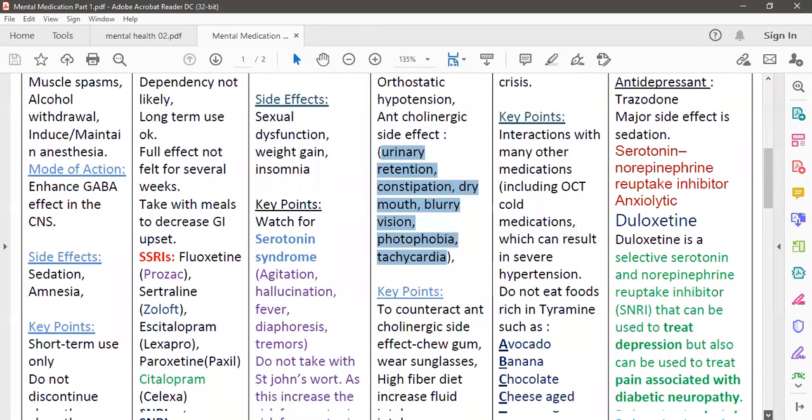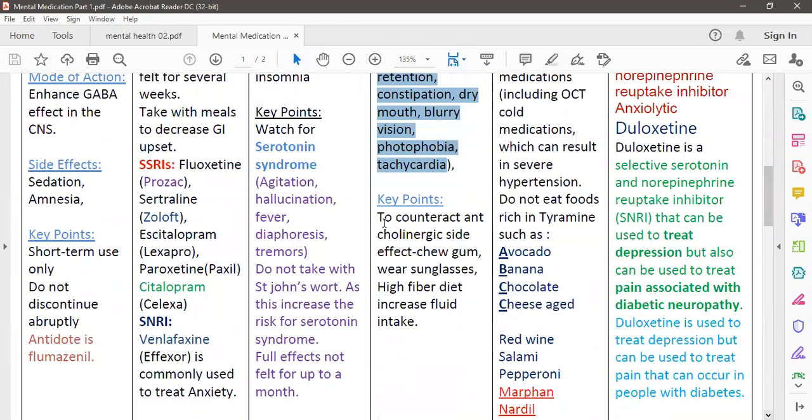The key point for NCLEX board exam about the TCA: to counteract anticholinergic effects, we give the patient chewing gum to prevent the dry mouth, have them wear sunglasses to prevent the photophobia, right? And also give them a high fiber diet, and increase the fluid intake to prevent constipation.